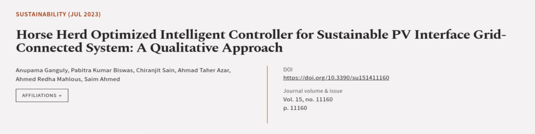This article was authored by Anupama Ganguly, Pabitra Kumar Biswas, Chiranjit Sain, and others.